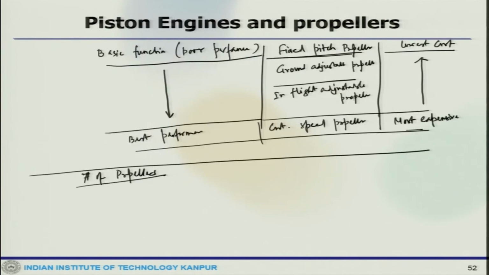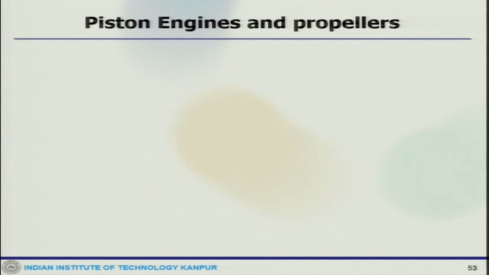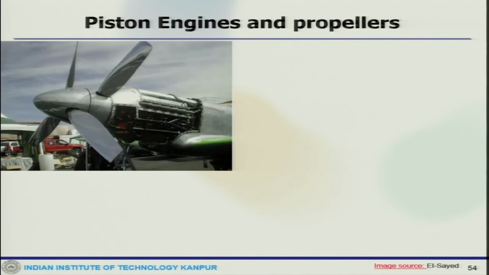Or we can have double contra rotating. Let us see, this is a double contra rotating propeller, this is a contra rotating propeller. So, this is the Rolls-Royce Griffon powered P55 propeller.